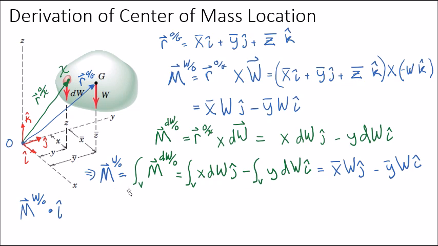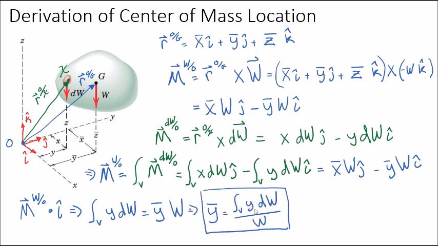If we dot this entire equation with i hat, we can convert this vector valued equation into a scalar valued equation, that is the integral over the entire volume of y dW. So I am taking this part because j dotted with i is simply 0 and i dot i is 1. So that's how I get that the integral over the volume of y dW is equal to y bar W. Since we wanted to solve for the position of our center of mass y bar, we can set this equal to the integral over the entire volume of y dW divided by the entire weight.